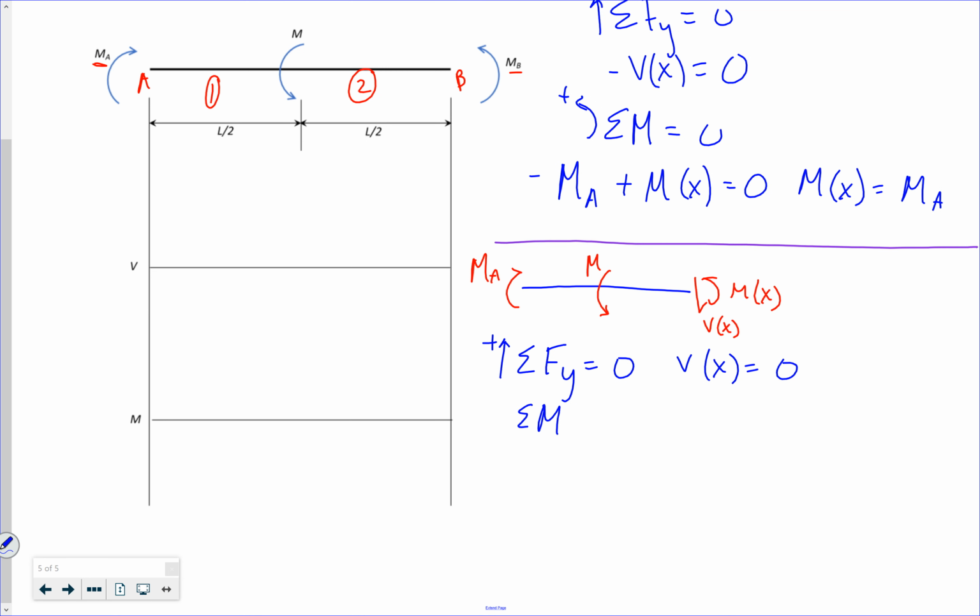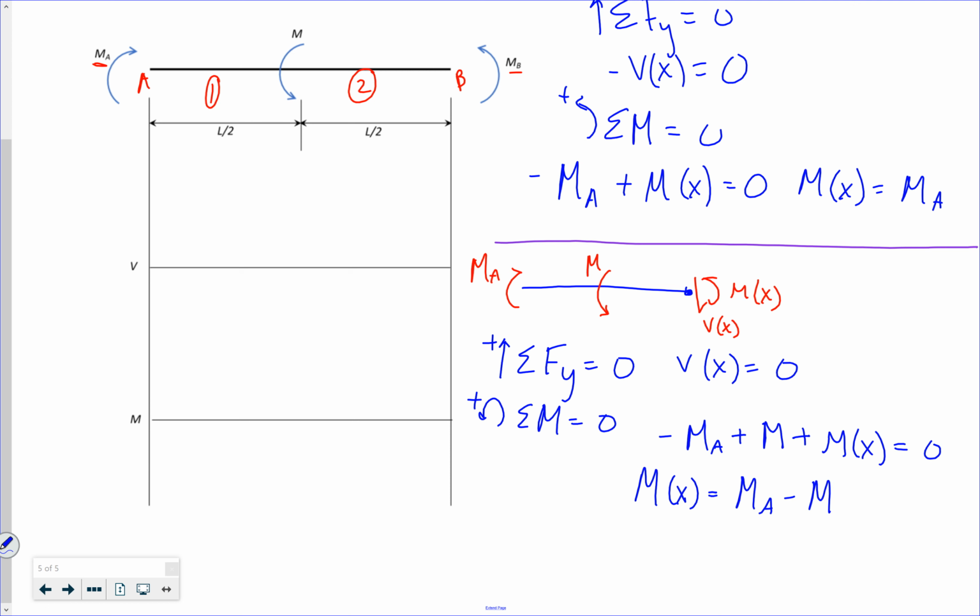Sum of my moments about this section. I've got my negative moment at A, my applied moment, which is counterclockwise, so it's positive, and my moment function. So my moment function is equal to my moment at A minus my applied moment, which, if this beam is in equilibrium as a whole, is equal to the reaction of that moment B.